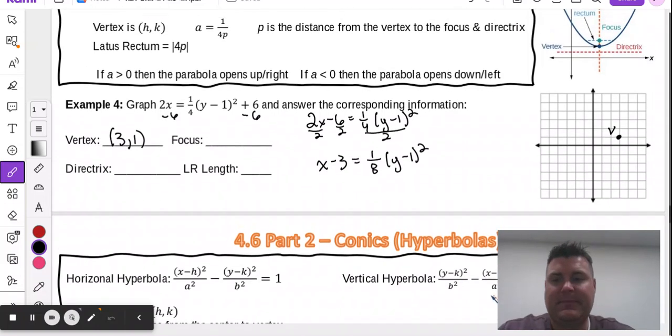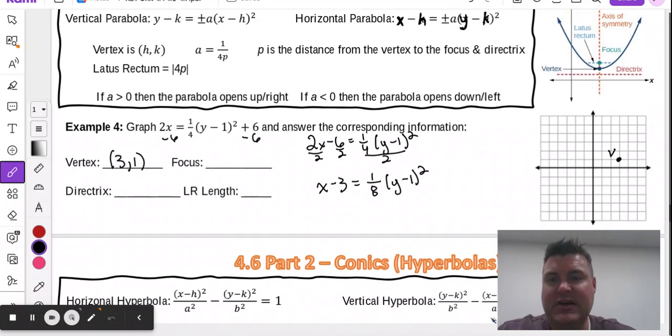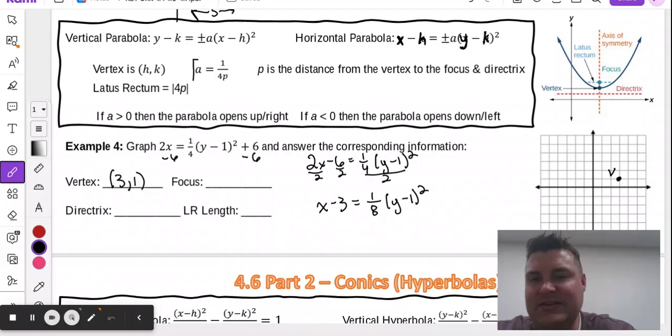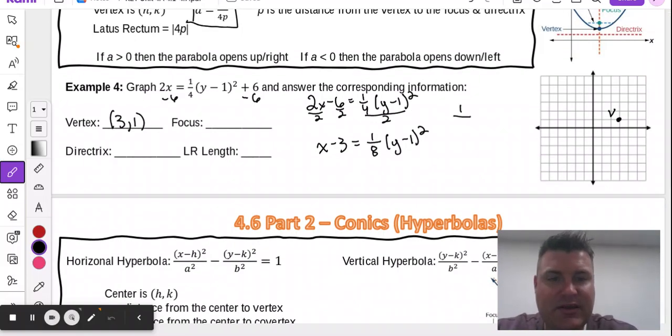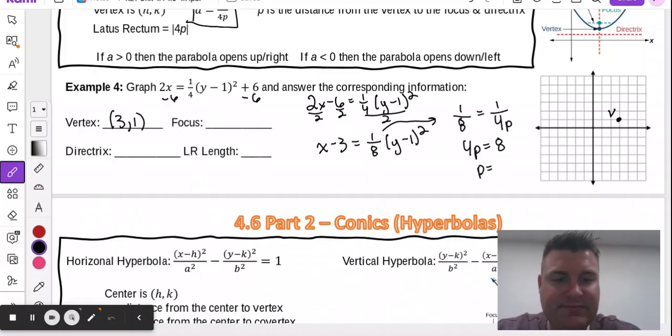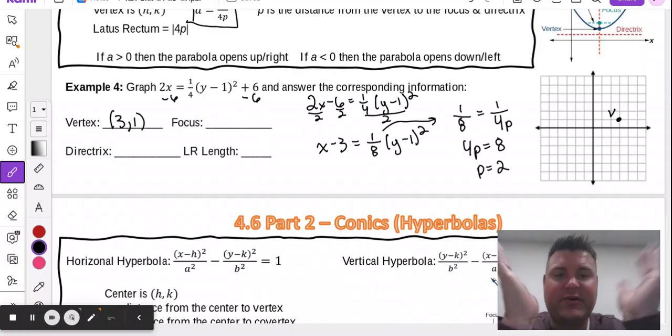Okay, so let's talk about this focus and this directrix. If you notice right here in my form, I have a is equal to 1/4p. So I'm going to set a, which is 1/8, equal to 1/4p. P is very important for us. We're just going to find it. So p is 2. That tells us where our focus is in relationship to the vertex. So it's going to be 2 units.